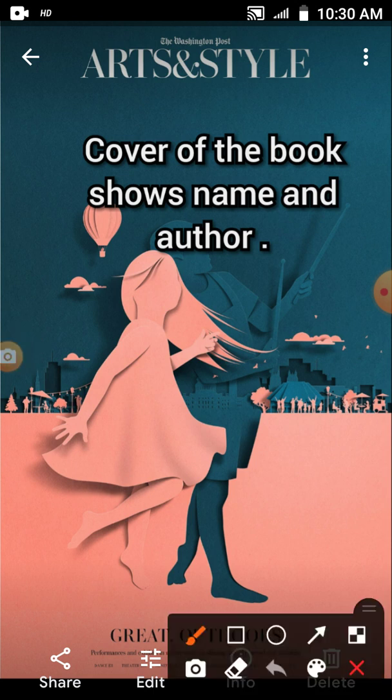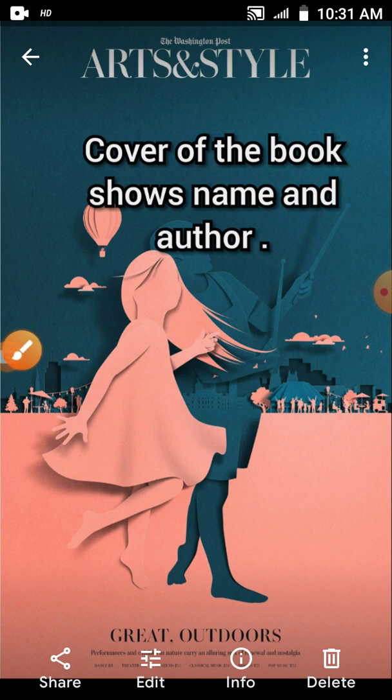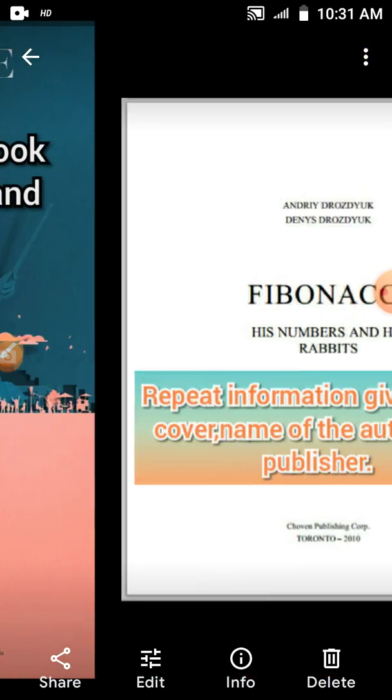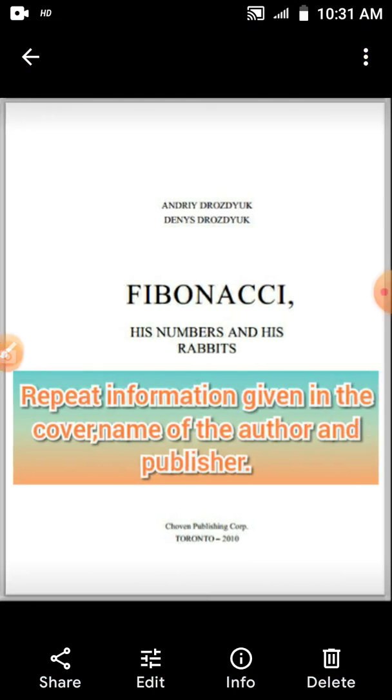As you can see in the picture itself, on the upper side you can see the book name, and down below you can also see the author or other things. Okay, so the cover page is the cover of the book, it shows the name and author of the book. So now look at the next page. This is the picture of a title page. Title page repeats the information given in the cover, the name of the author and publisher. In the title page we can see the same information which is written on the cover, but in this you can see the publisher name and name of the author too.